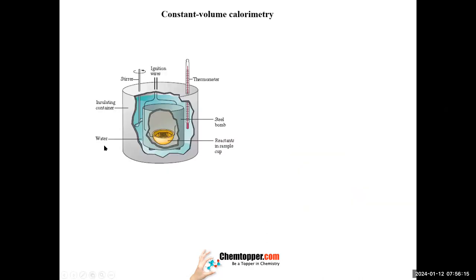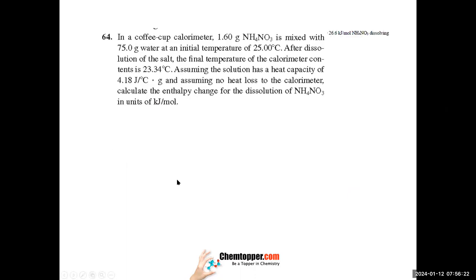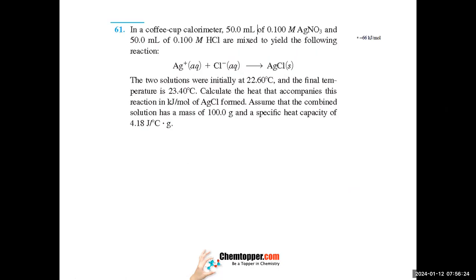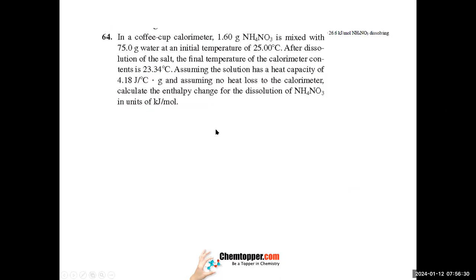Now we are going on to the other instrument. So what are we doing? We are calculating delta H of the reactions. So we use the coffee cup calorimeter. In this question, we are carrying out a chemical reaction. In this question, we are doing the dissolution process and we calculated delta H of the reactions.